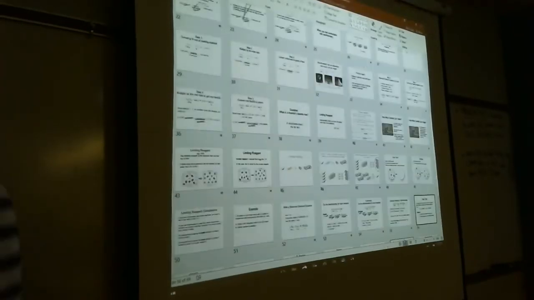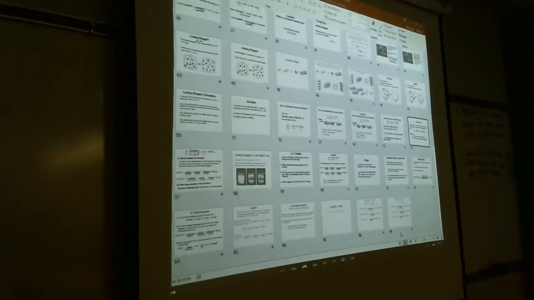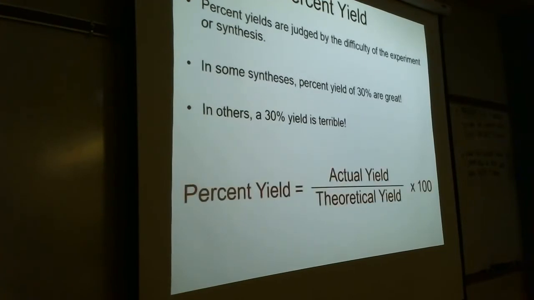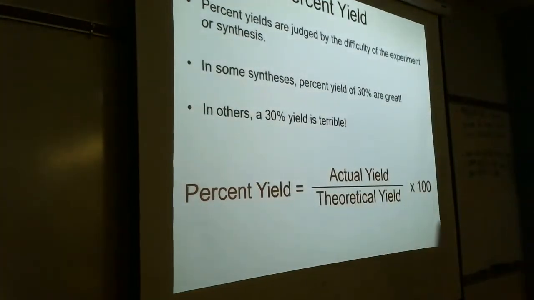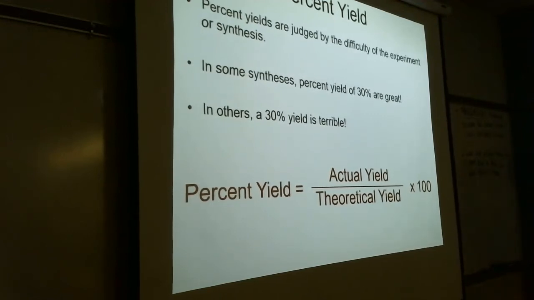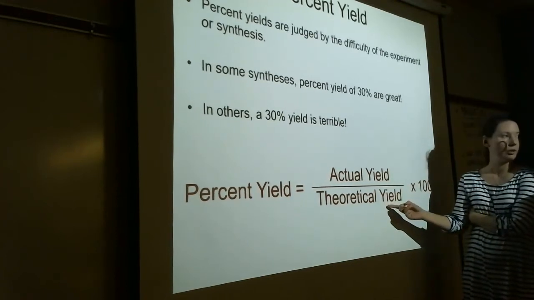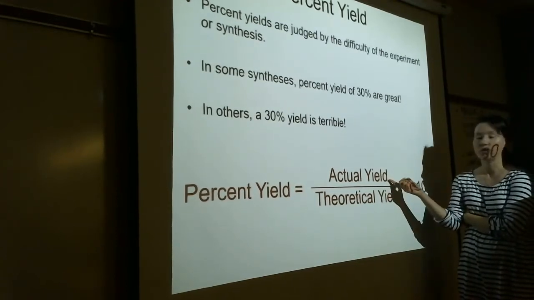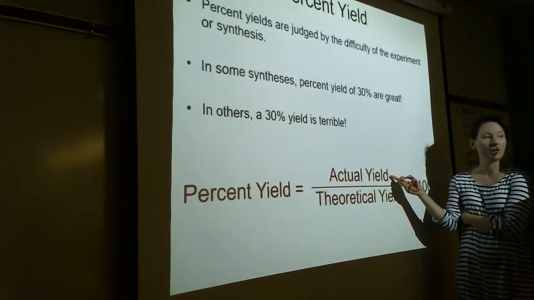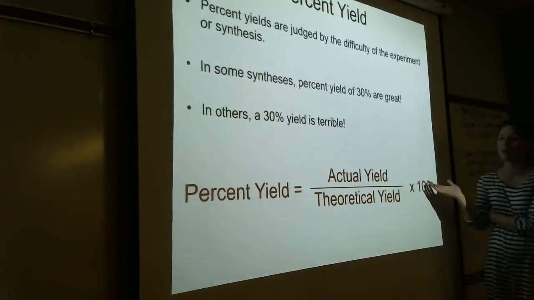Actually, I'm going to skip over this one. I want to talk about percent yield real quick. Percent yield is a proportion we calculate to see how well you did in lab. This week in lab, you're doing a stoichiometry experiment, so you're going to calculate your percent yield. You'll use stoichiometry to get your theoretical yield, then do the experiment, and that gives you your actual yield, or experimental yield. This is how much you think you're going to make, and this is how much you actually end up making. Actual over theoretical times 100 gives you your percent yield.